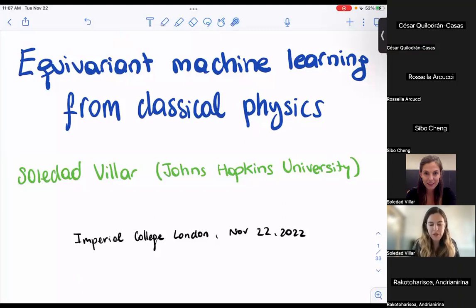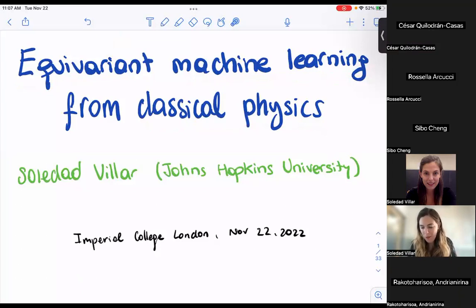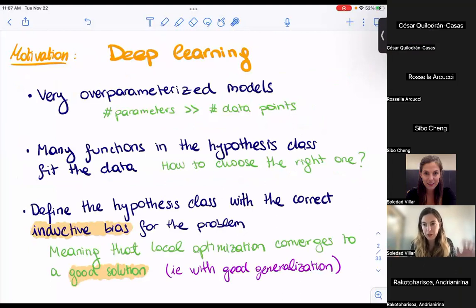So I'm going to talk about equivariant machine learning using classical physics, and I'm going to define what equivariant machine learning is. But first, I'm going to start with a motivation.